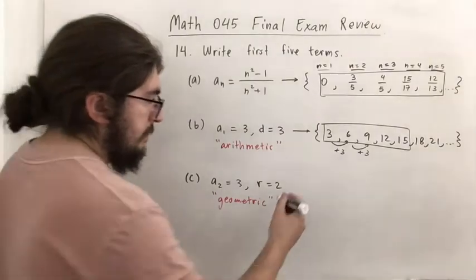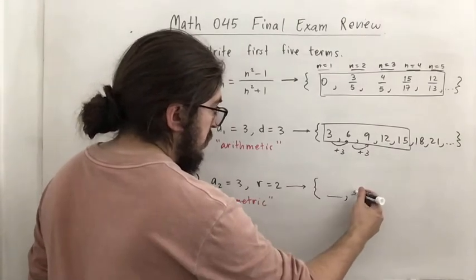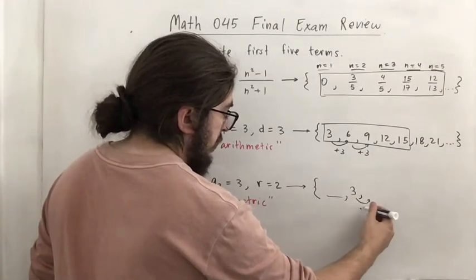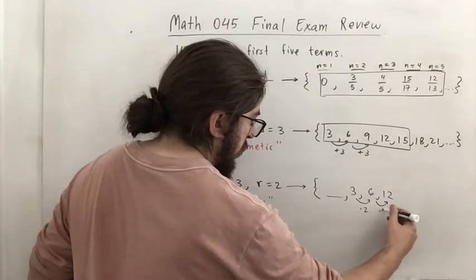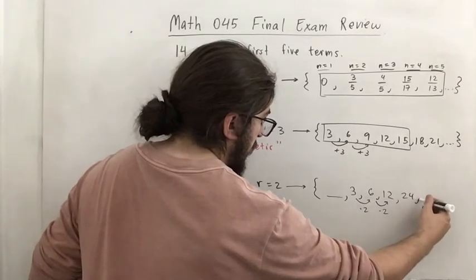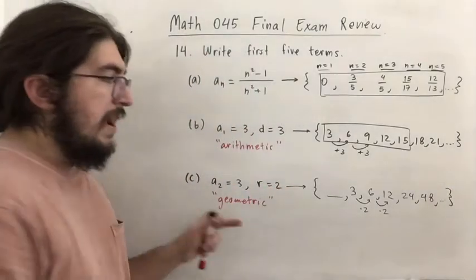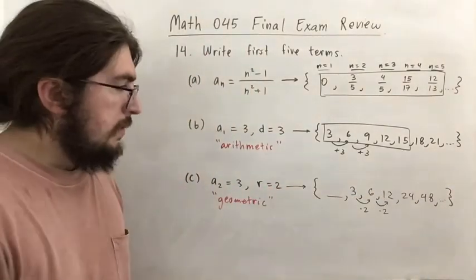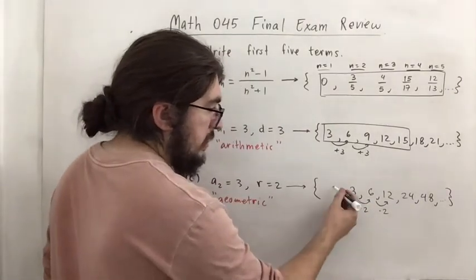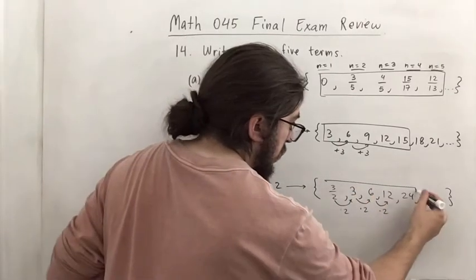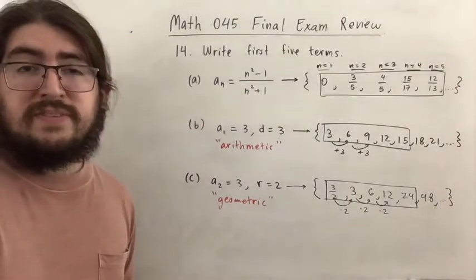Okay, so for geometric, the tricky thing here is that a1 is skipped, and then we have a2. And then we multiply by the ratio 2 to get the next term. Multiply by 2 again, multiply by 2 again, multiply by 2 again, and multiply by 2 again. Now, the first 5 terms will actually end at 24. Okay? But what times 2 is 3? Well, of course, it's 3 divided by 2, so this is 3 halves. Perfect. So there are the first 5 terms, and now let's move on to number 15.